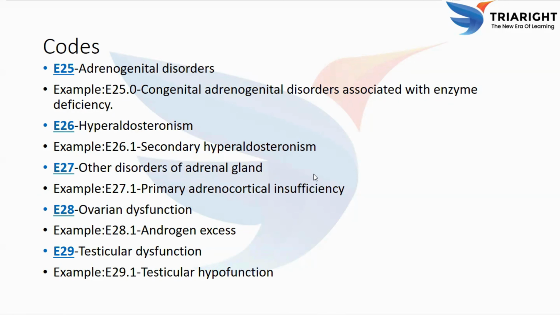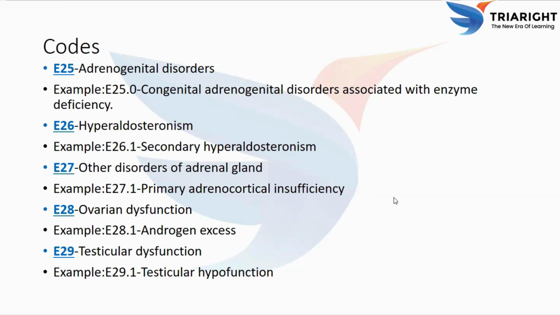This adrenal gland produces cortisol and adrenaline, right? Cortisol controls the stress response, whereas adrenaline helps in metabolism. So this includes various adrenal problems which are not related to E25 and E26. For example, coming to the E27.1 code, it's primary adrenocortical insufficiency, which is also called Addison's disease.